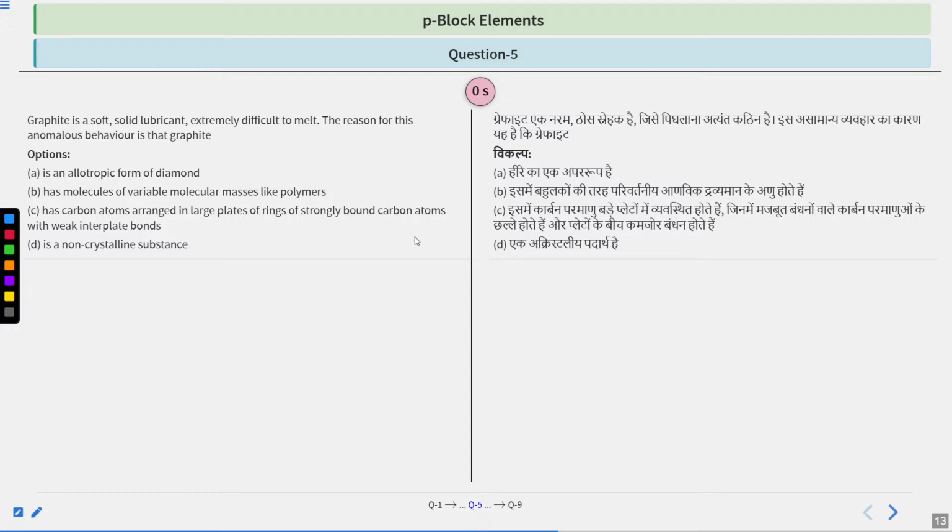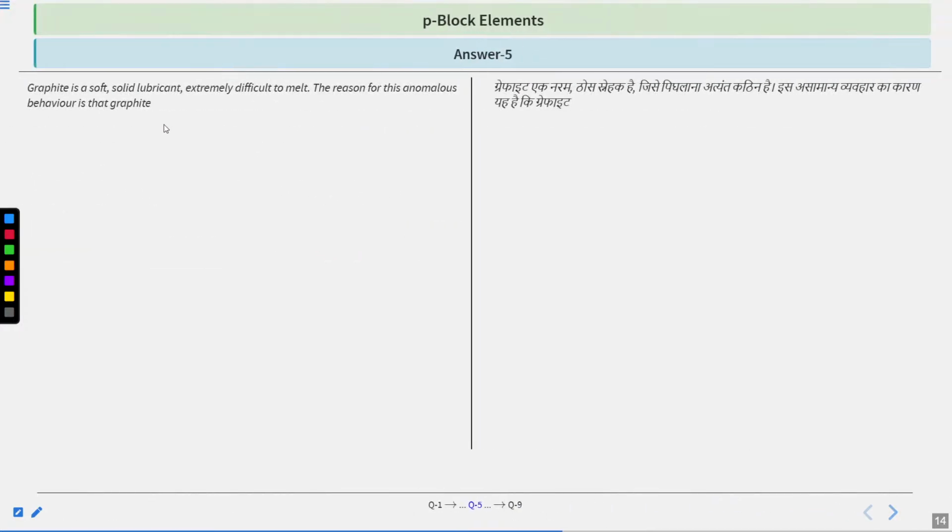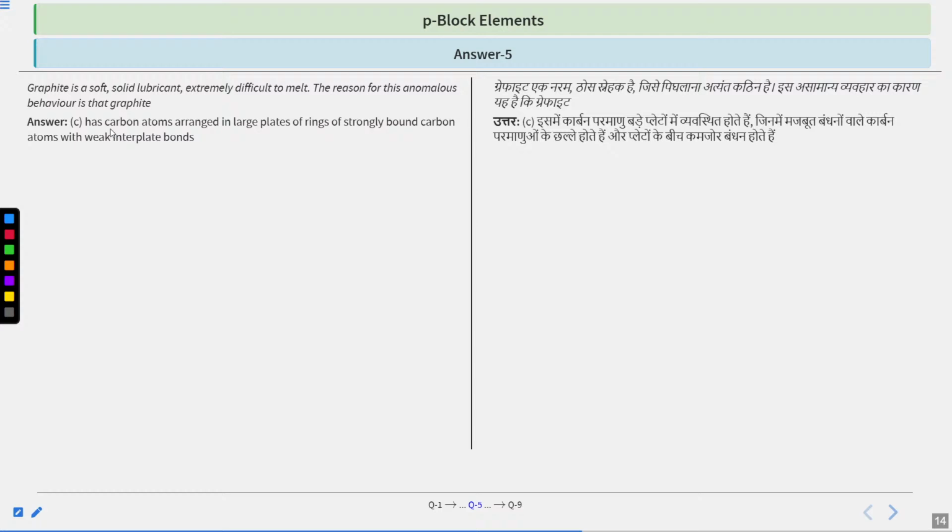So let us see the solution of this. Graphite is soft. We know that it is soft in nature. You can cut it with a knife also. And what is the reason behind it? Because of the weak interplate bonds, right? Which means they are plates of carbon. There are layers and layers of carbon to form graphite. The bonding between these layers is very, very weak and fragile, right? Due to that, they are very easy to cut.